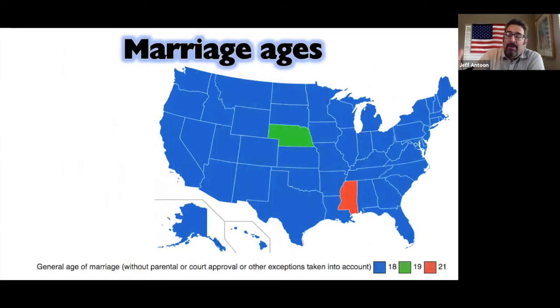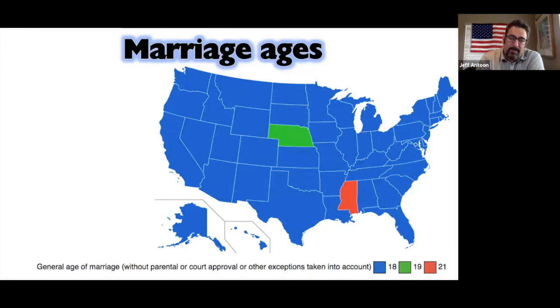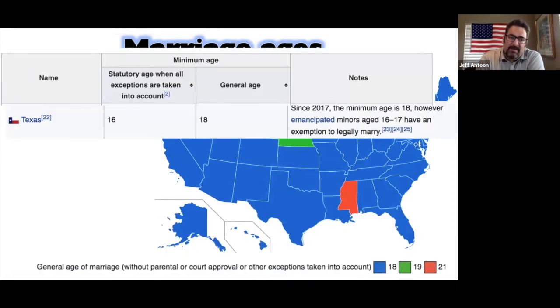Now, what about marriage ages? So mainly it's 18 when you become an adult, but there are some exceptions. For example, New Hampshire allows females to get married at 13 and males at 14. So there are exceptions, which is pretty shocking. But again, each state gets to decide that. In Texas here, it is 16 statutory age, and general age is 18, just so you know.